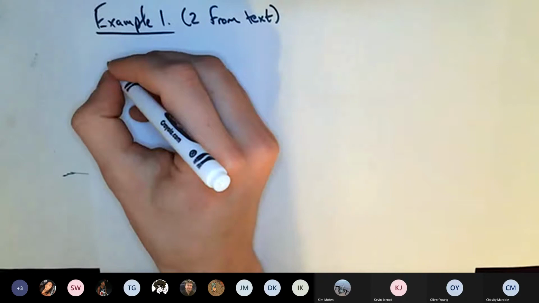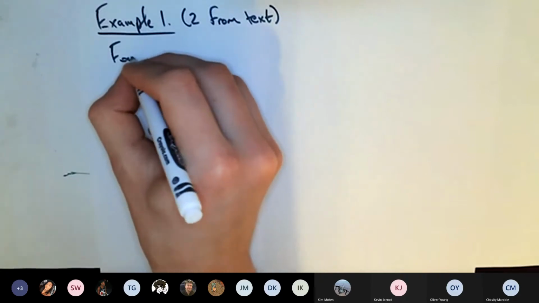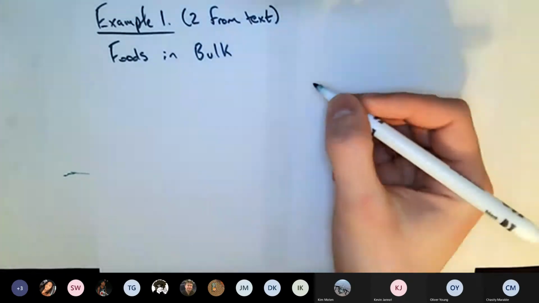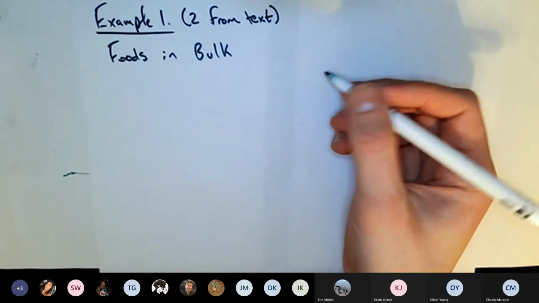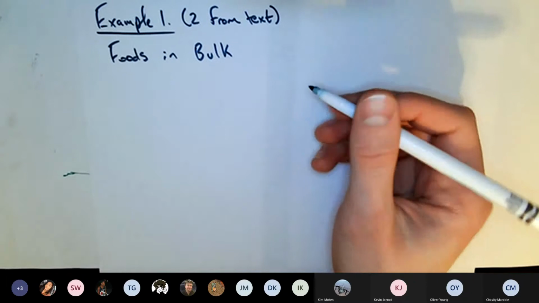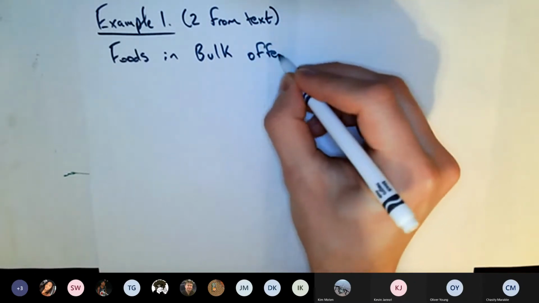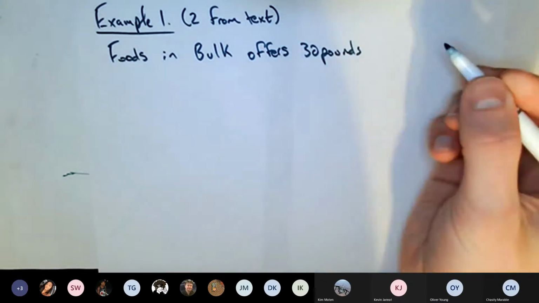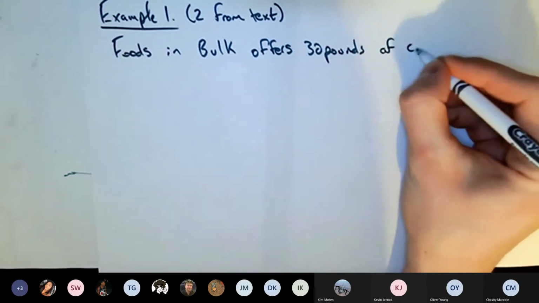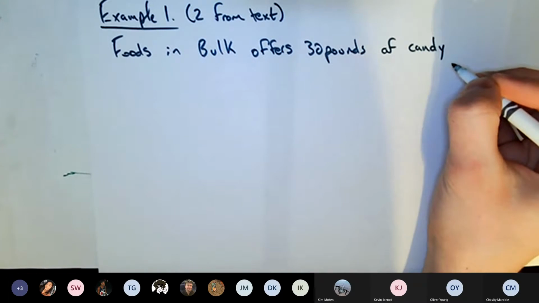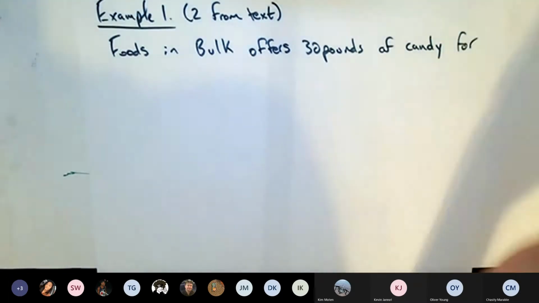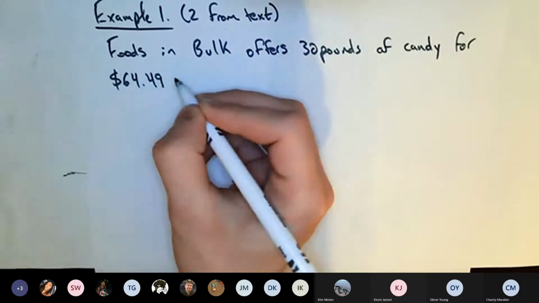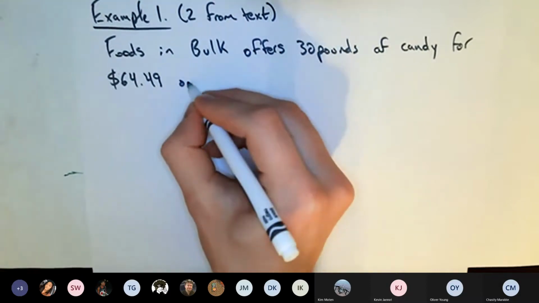So let's say this food store called, oh, by the way, since a lot of these problems we're going to be doing are real life problems, meaning word problems, you're going to have to be watching me write long problems. So I apologize for that. So 30 pounds of candy, which is a whole lot, for $64.49 on its website.